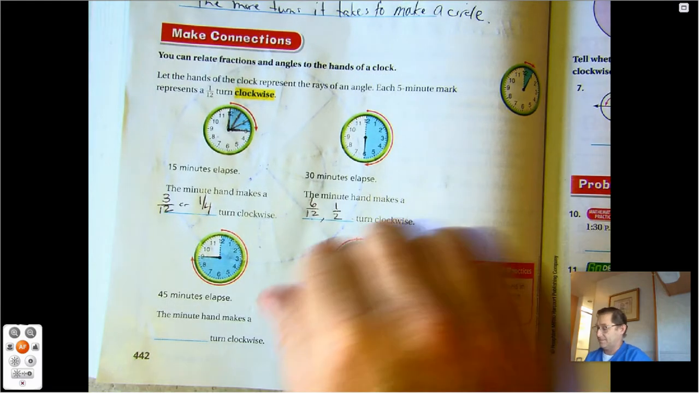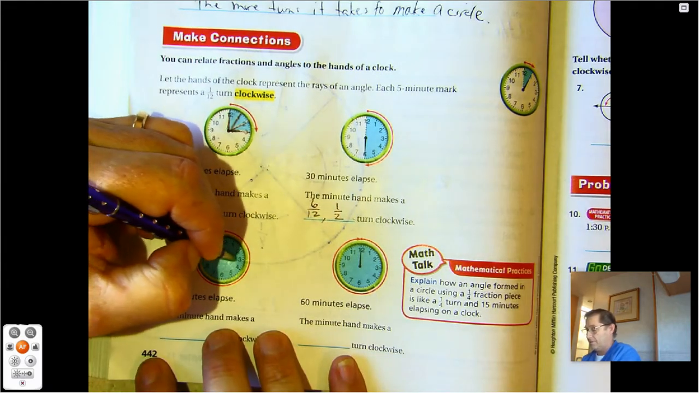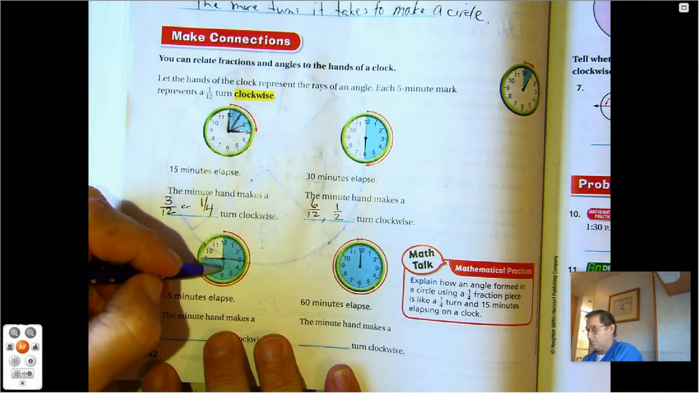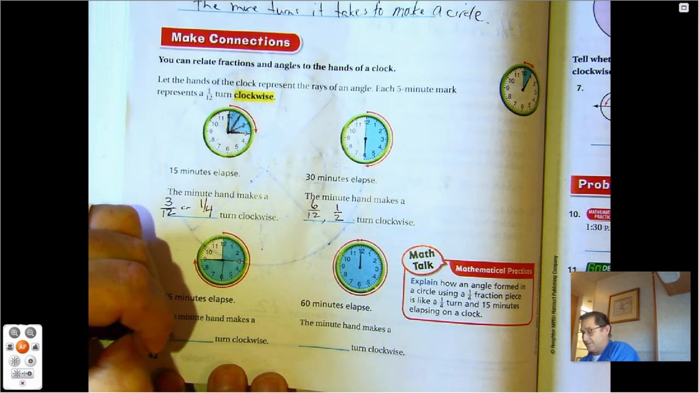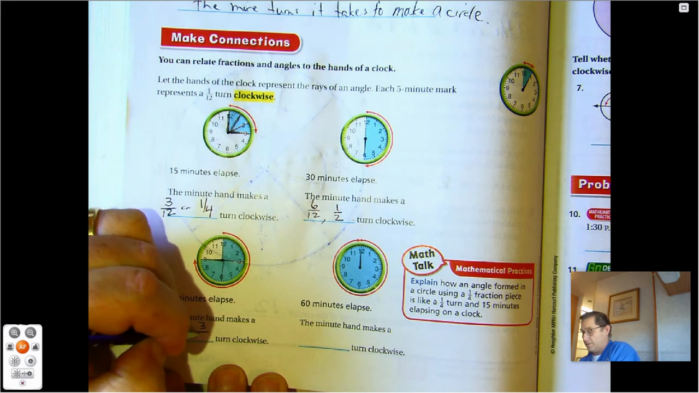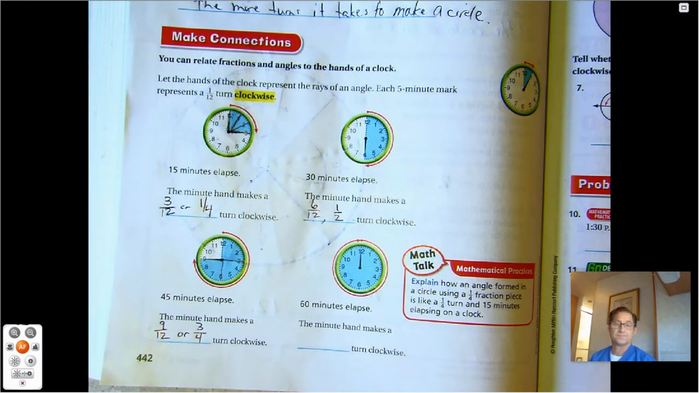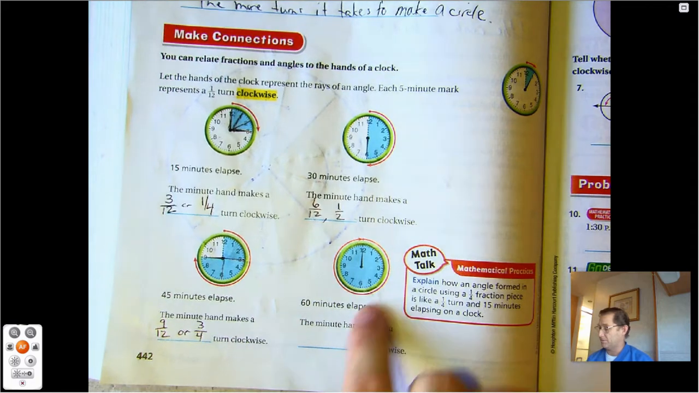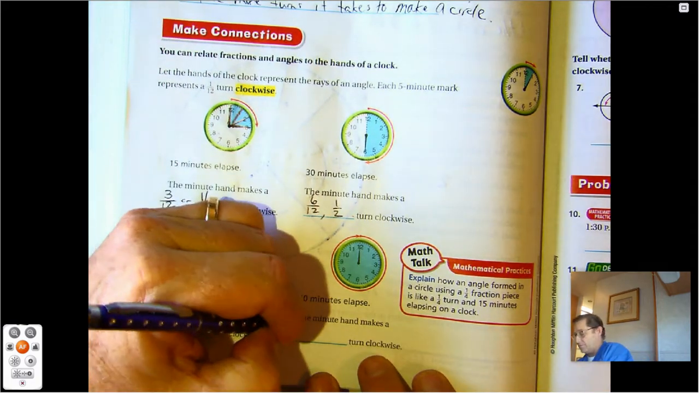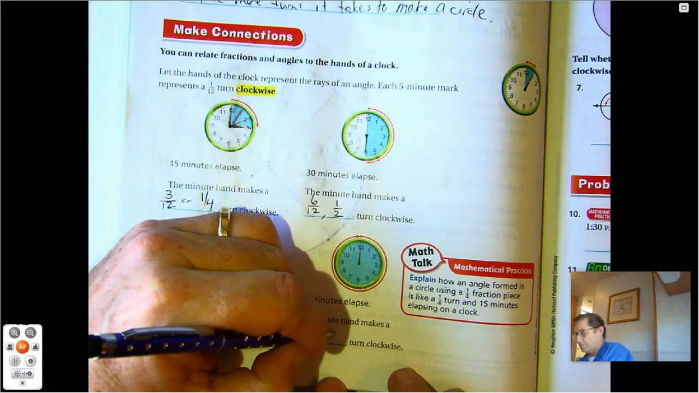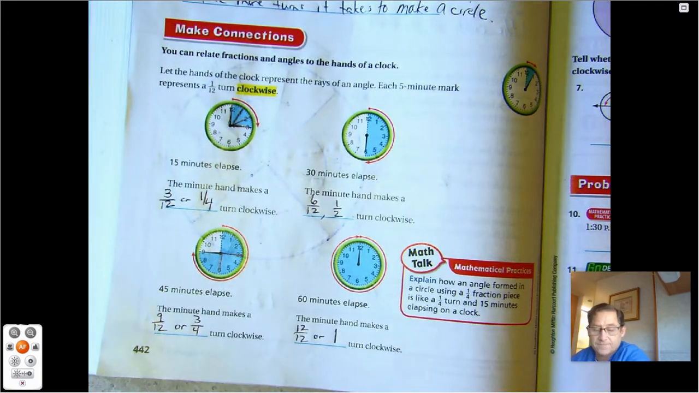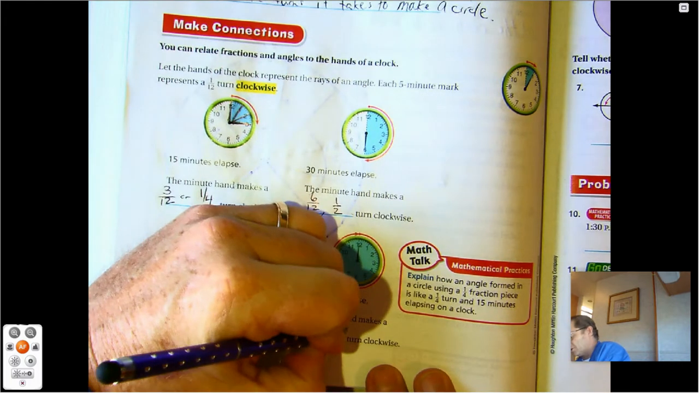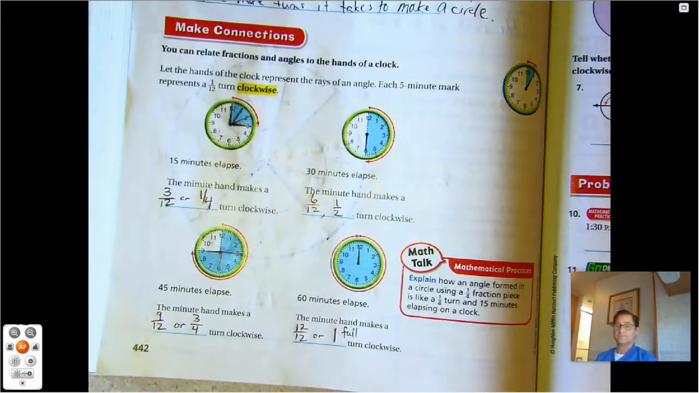45 minutes. Well, there's 1/4, 2/4, 3/4. So 9/12 or 3/4 turn. And then if it goes all the way around, that would be 12/12 or 1 whole turn, 1 full turn clockwise.